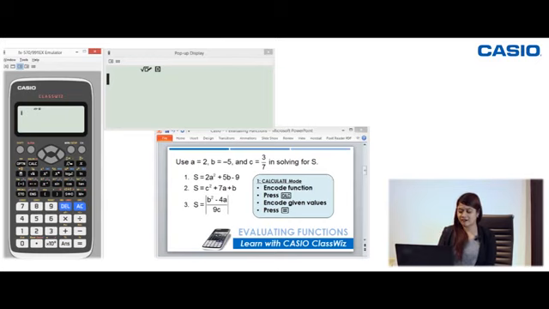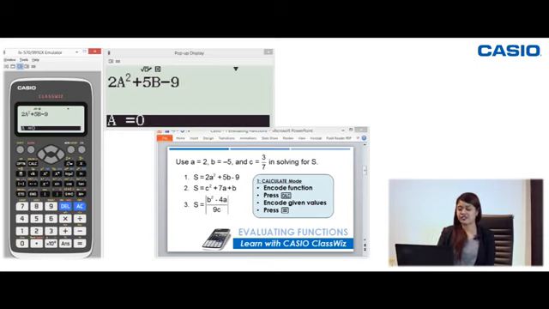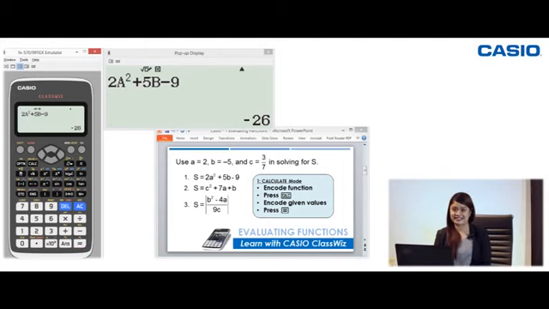So we can just have 2, press alpha, the negative sign to encode A squared plus 5, alpha again and choose another variable. In this case, we use B, minus 9. And press calc to calculate the value. Encode the given values. A is equal to 2, press equals. B is equal to -5. Again, press the equal sign. Pressing the equal sign again gives us the value -26.